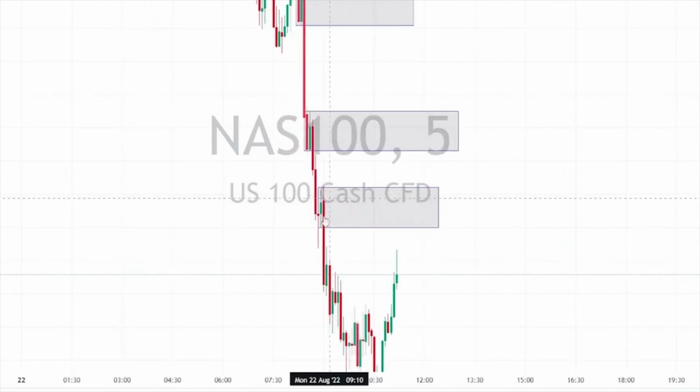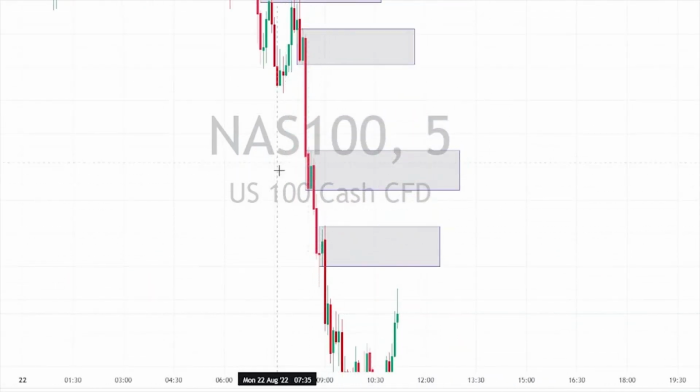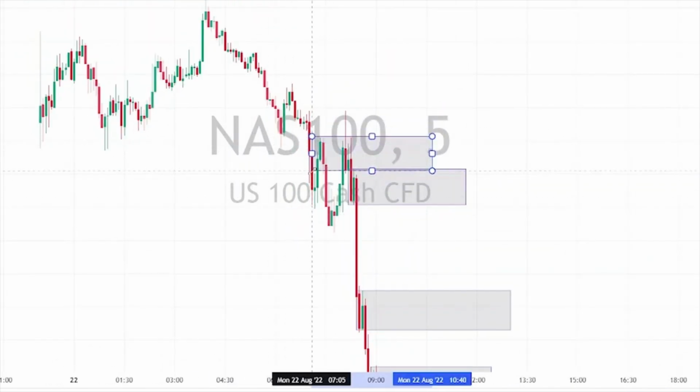Okay, so remember, read and read and read. This is supply, this is supply, this is supply. We took this resistance because we had a liquidity grab setup here. So you have to be patient and allow price to show you what it wants to do. You have to be patient.